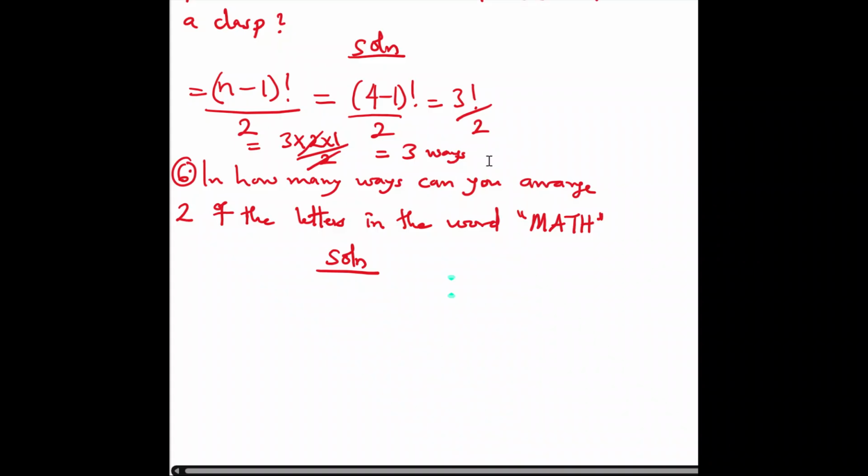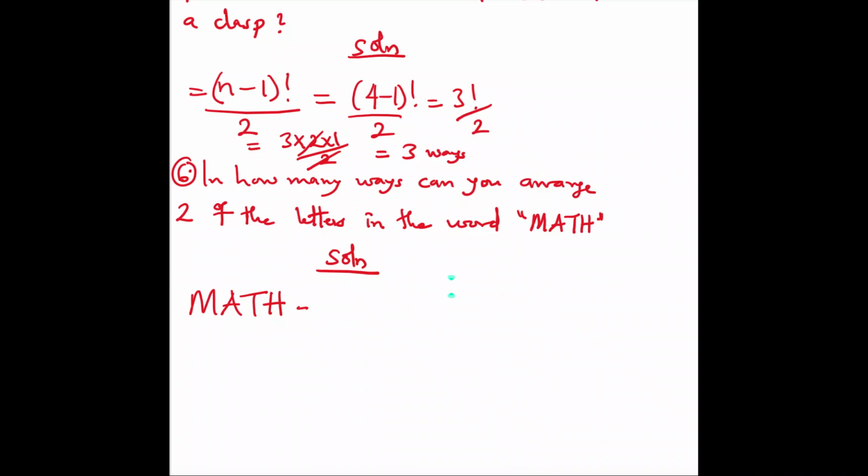Now I'm going to do one more question. This one also is permutation. It says, in how many ways can you arrange 2 of the letters in the word math? M-A-T-H. So now I want to make out a scenario where we can all understand what is going on. So when I write out the word M-A-T-H, now we are going to be picking 2 letters out of all the 4 letters in the word math and combining them in different ways.